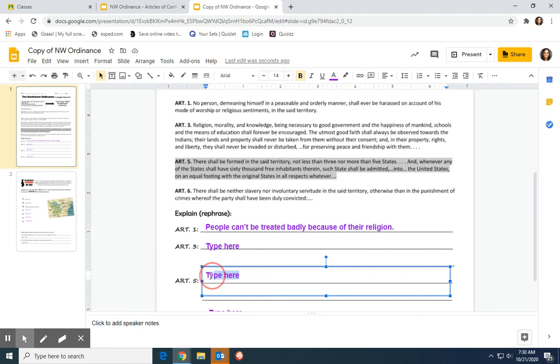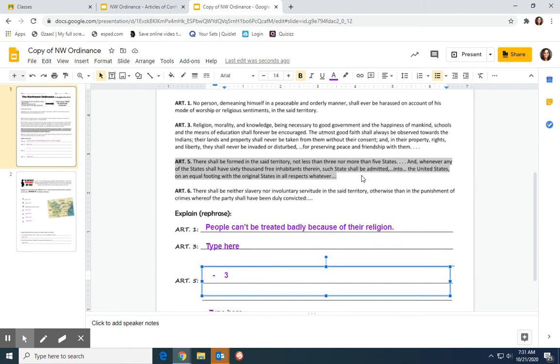What are the rules on this one for becoming a state? It says there's got to be 3 to 5 states, and you don't have to write a complete sentence. You can just say, okay, 3 to 5 states, and you have to have how many people? 60,000. And once you reach that, you can now be a state. And it will be the federal government that makes that official and announces it to the family. Hey, we have a new family member. Its name is, for example, Ohio.